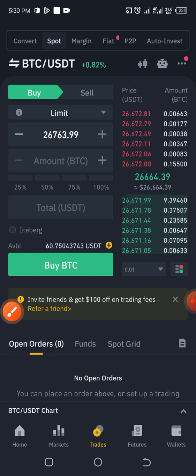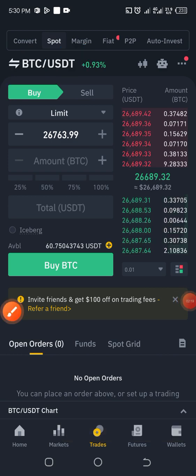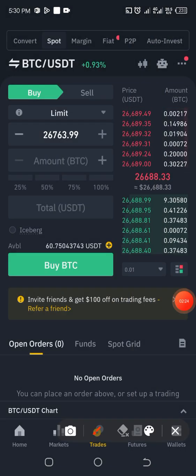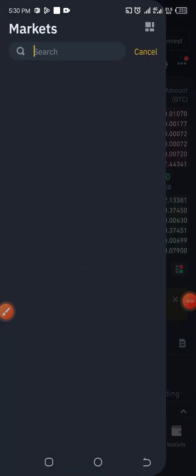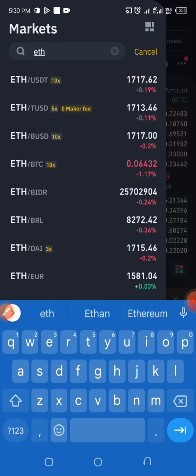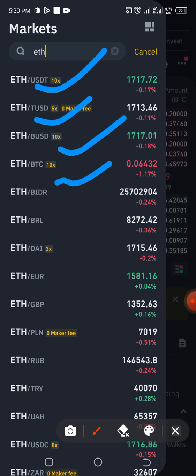If you want to change to any other coin, your favorite coin that you really want to trade, you just click over here and type which coin you want to trade. So when I click BTC above here and then search, maybe I want to trade Ethereum. Ethereum is ETH. If I want to trade Ethereum, you can see Ethereum against USDT, Ethereum against TUSD, Ethereum against BUSD, Ethereum against Bitcoin itself. You understand? Ethereum against Bitcoin.